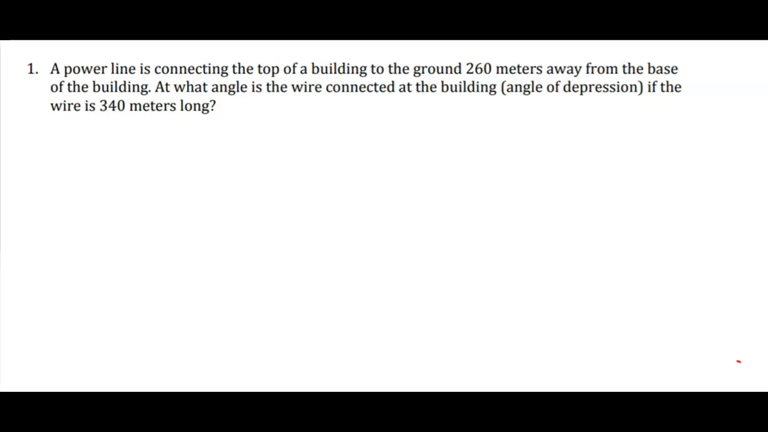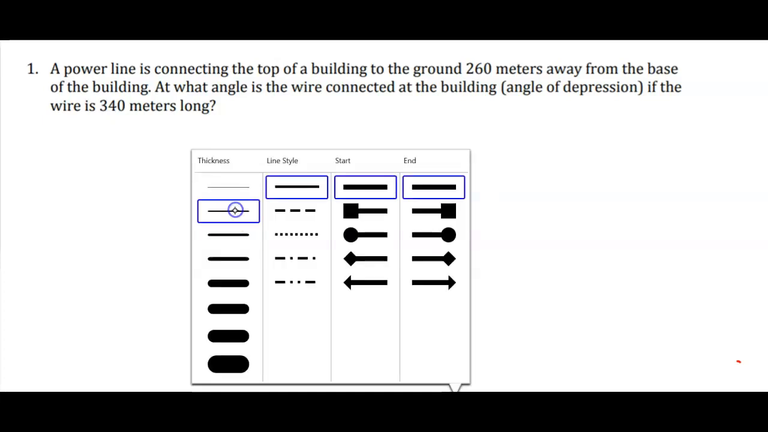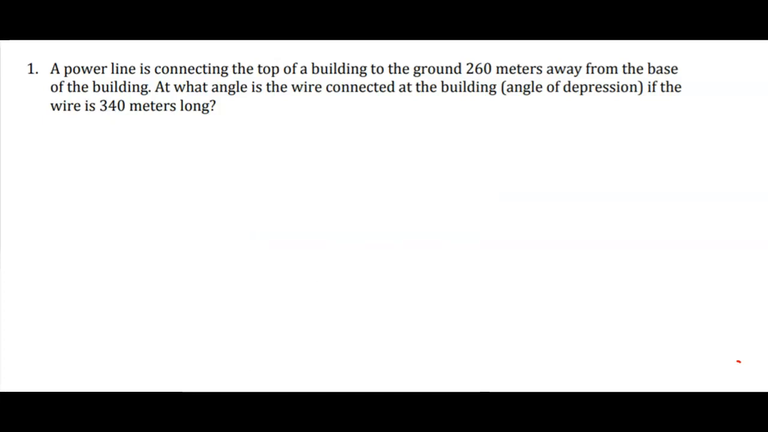First thing you want to do, of course, always read your word problem. So for this one, we have a power line connected from the top of a building to the ground 260 meters away from the base of the building. The first thing you want to do is just draw a little diagram. So I'm going to draw a building, making a rectangle here. Here's my building, and the power line is connected to the top of the building.